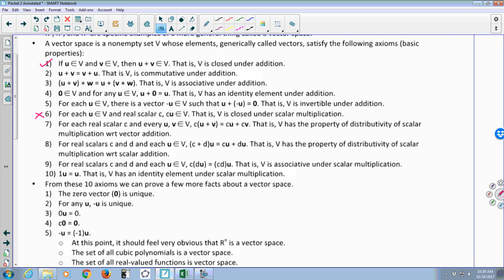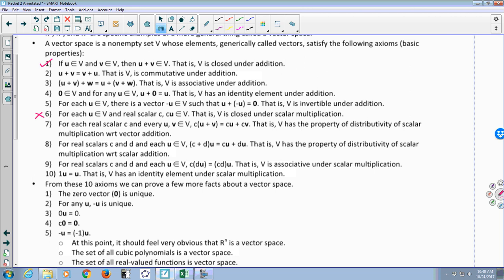And then there's lots of other properties. Addition has to be commutative and associative. 0 has to be in the set, and every element has to have an additive inverse. Closed under scalar multiplication. The distributive property has to hold. Same distributive property again. Associativity under multiplication, and there has to be an identity element under scalar multiplication. So there's 10 properties. You just check them one by one.